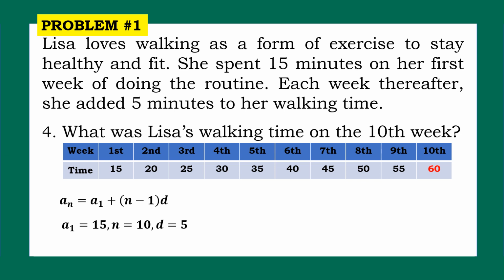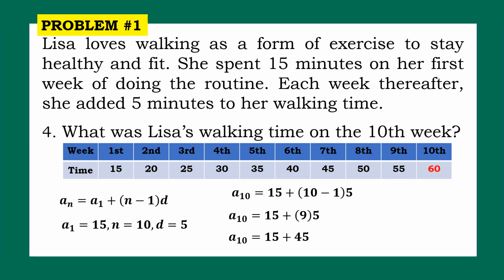We just need to substitute all these values to the formula. So we have a sub 10 equals 15 plus the quantity of 10 minus 1 times 5. We simplify what is inside the parenthesis, so we have 9. Then we multiply 9 times 5, and that is 45. And then we add it to 15. That is why a sub 10 is equal to 60. It means that Lisa spent 1 hour walking time.